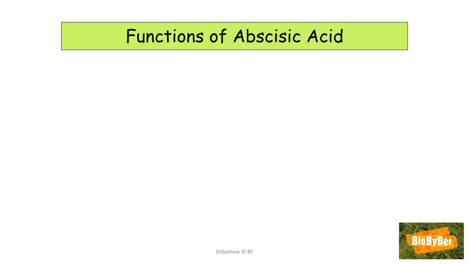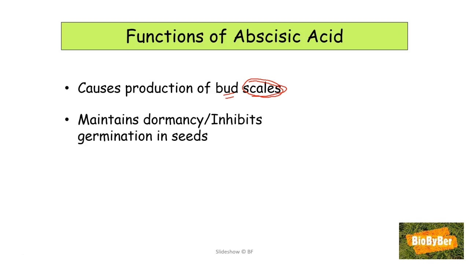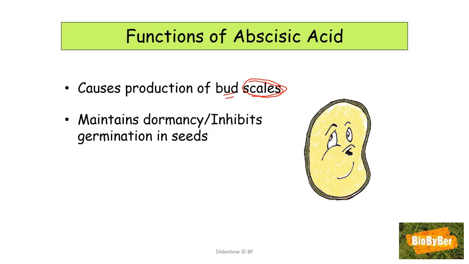What are the functions of abscisic acid? Well, abscisic acid causes the production of bud scales. These are modified little leaves or scales that appear on the outside of buds, and they're used to protect the bud. Abscisic acid also maintains dormancy or inhibits germination in seeds. This is where seeds will not actually sprout, although conditions are favourable. Abscisic acid is responsible for this phenomenon in nature.